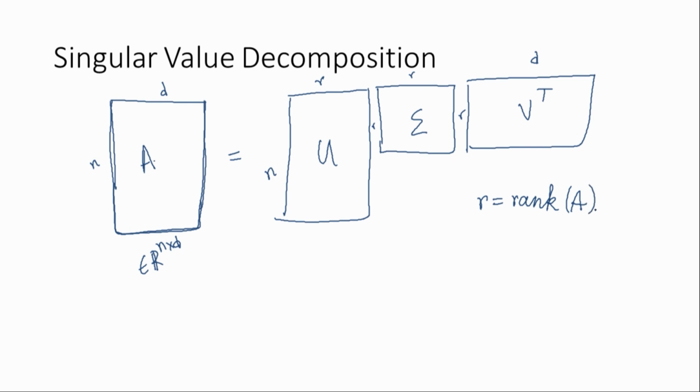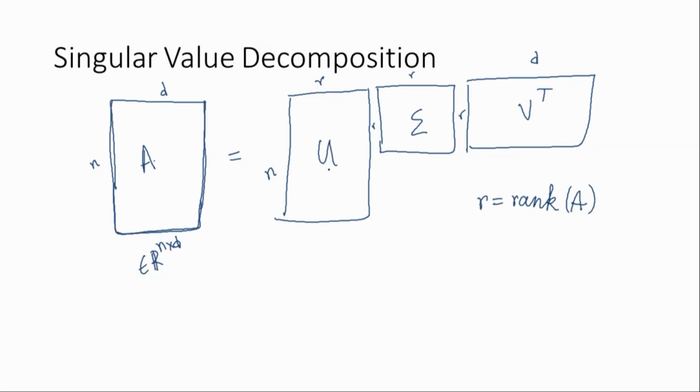So every n by d matrix that is of rank R. Okay, what is the rank of a matrix? Number of linearly independent rows or columns, and the row rank of a matrix is equal to the column rank of a matrix. So we can just talk about the rank of the matrix. So every n by d matrix of rank R can be written as a product of three matrices. The interesting thing is that these three matrices have very special properties.